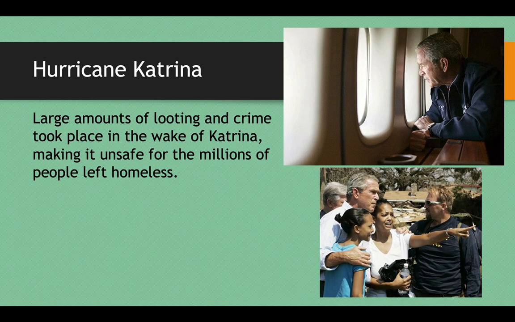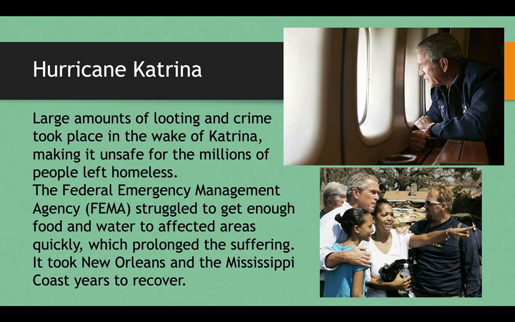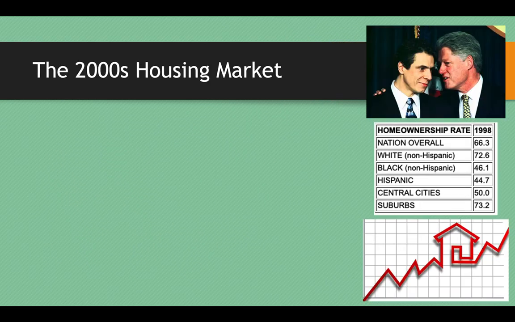Large amounts of looting and crime took place in the wake of Hurricane Katrina, making it unsafe for the millions of people who were left homeless by the storm. And the Federal Emergency Management Agency, or FEMA, struggled to get enough food and water to the affected areas quickly enough, which prolonged the suffering. It took New Orleans and the Mississippi Gulf Coast years to recover from this disaster.